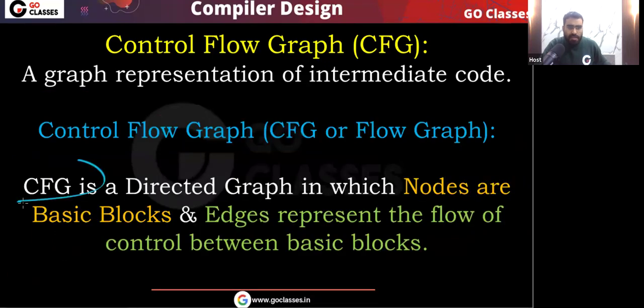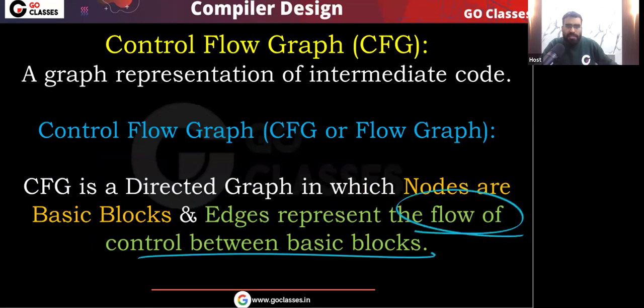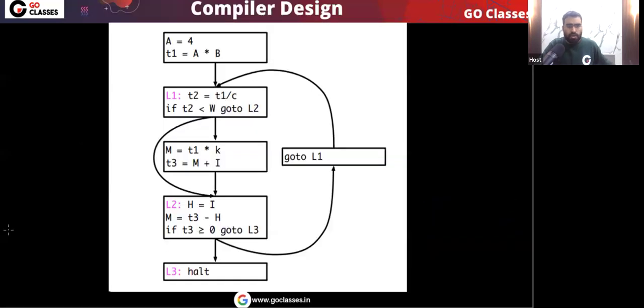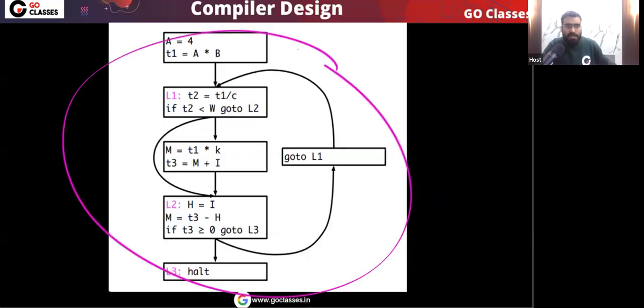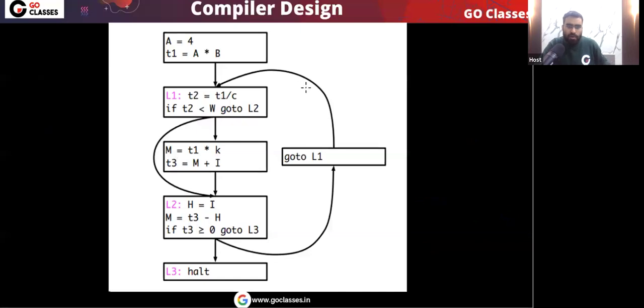So the CFG is a directed graph in which nodes are basic blocks and edges represent the flow of control between basic blocks. Very simple. We will see what a basic block is, don't worry. This type of diagram is your control flow graph. These are the nodes, the basic blocks, and every edge represents the flow of control in this program.